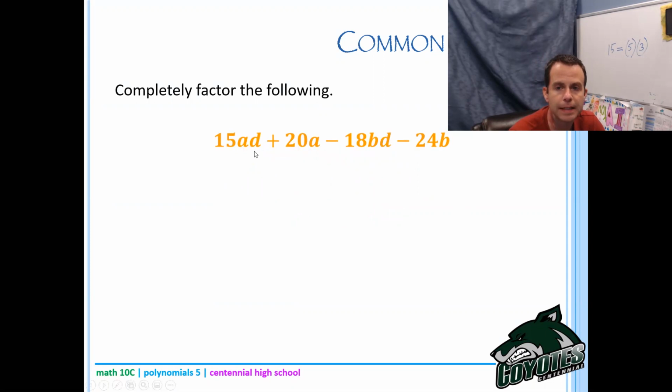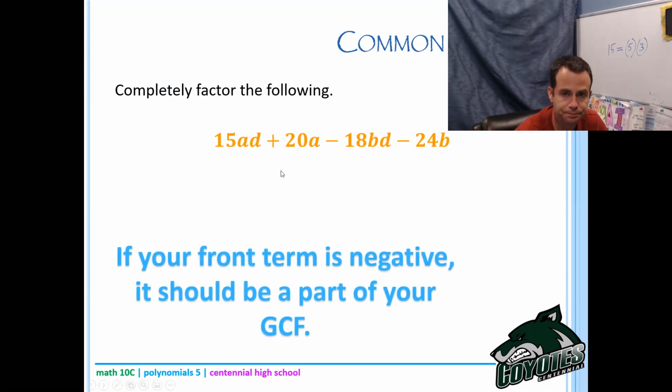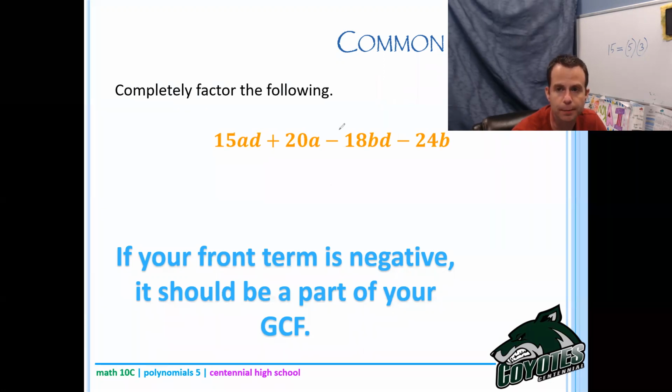Okay, 15AD plus 20A minus 18BD minus 24B. I have 4 terms there. There is no greatest common factor. So again, I'm going to try factoring the front 2, factoring the back 2. In the front 2, I can take out a 5A. In the back 2, which is this note that I just threw at the bottom here, I want you to notice that the back 2 starts with a negative sign.